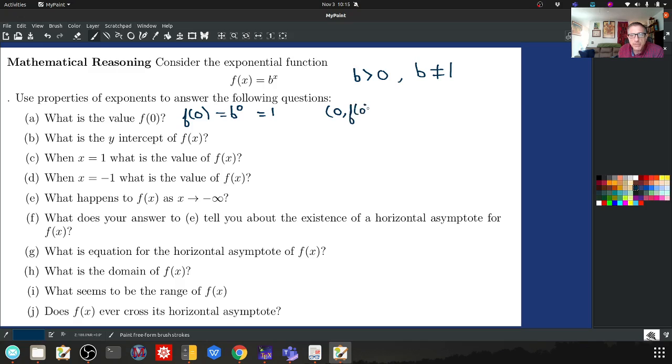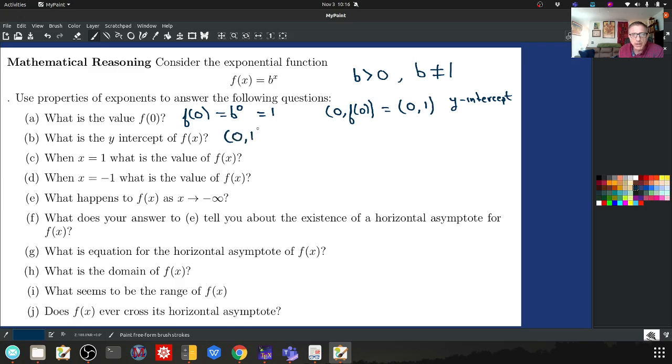So you should know abstractly that the y-intercept point is 0, 1. Isn't that a nice answer? All of our exponential functions have the exact same y-intercept. All of them do. They all intercept the graph on the y-axis at the point 0, 1. And this answers our next question. What is the y-intercept? Well, we just discovered it.